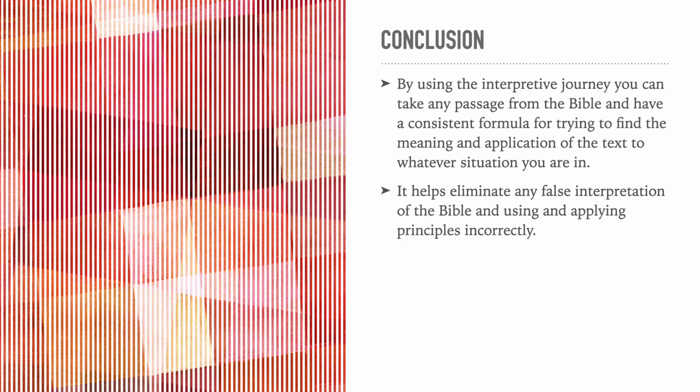So in conclusion, there are 5 steps of the interpretive journey. You can take any passage from the Bible, and you have a consistent formula, which is the important part. Having that consistent formula for trying to find the meaning and application of the text, in whatever situation you're in, helps eliminate any false interpretation of the Bible, false principles, and helps you find those principles correctly and apply them correctly in a way that is easy to do and follow along with. And so that is the interpretive journey and just a snippet of introduction to hermeneutics. Thank you.